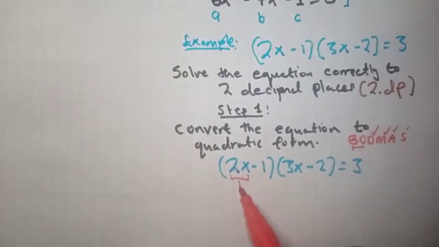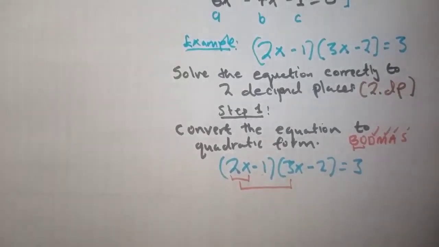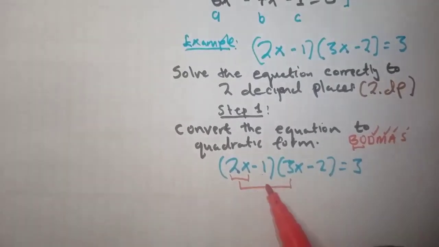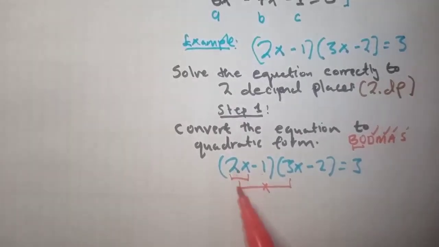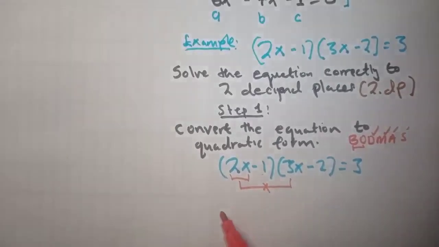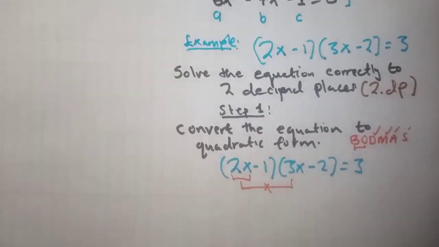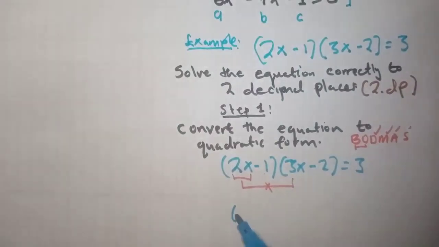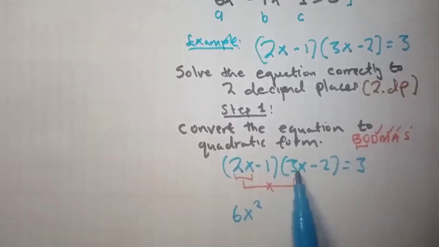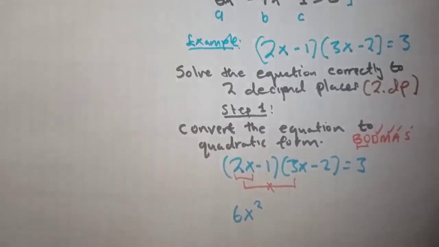So 2x times 3x. This will give us what? It's more like you're doing 2 times 3. That is 6. x times x, that is x squared. So 2x times 3x is 6x squared.